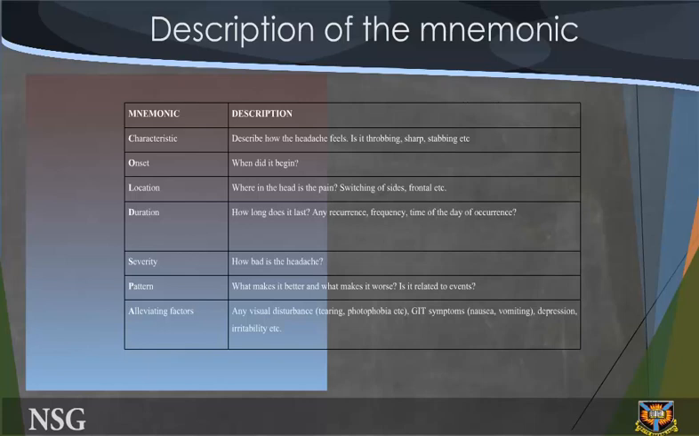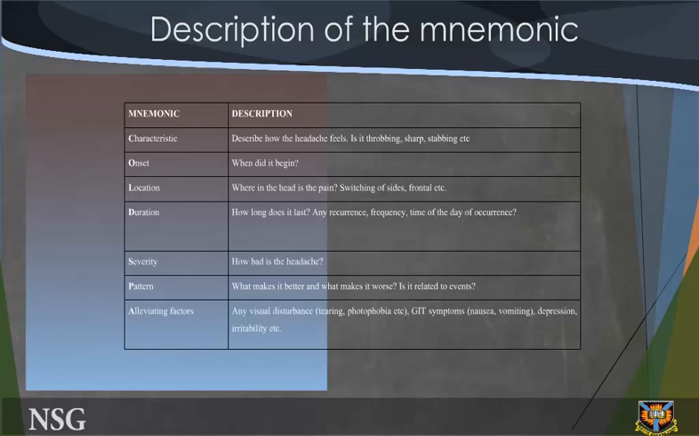Characteristic. Describe how the headache feels. Is it throbbing, sharp, stabbing, etc.? Onset. When did it begin? Location. Where in the head is the pain? Switching of sides, frontal, etc. Duration. How long does it last? Any recurrence? Frequency. Time of the day of occurrence. Severity. How bad is the headache?